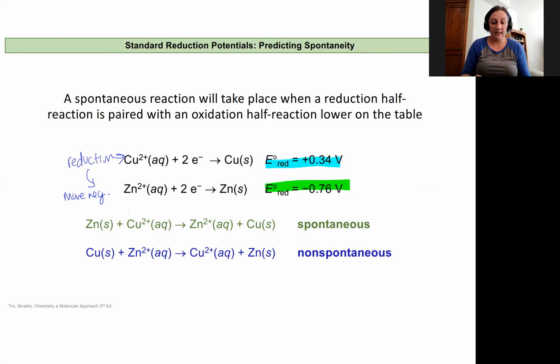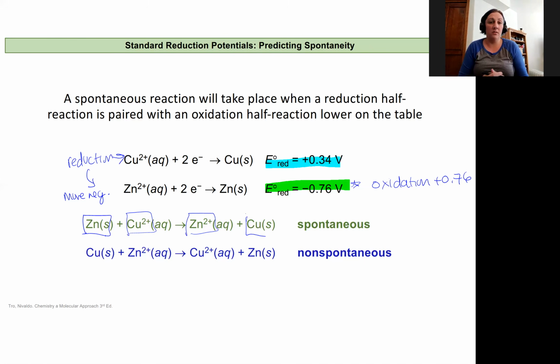What will happen in this case is we'll have our zinc, sorry, so this is the reduction, right? So the oxidation potential will be plus 0.76. So that zinc is going to be oxidized to zinc plus 2, and our copper, with the more positive value for its reduction potential, is going to be reduced to copper metal. And that'll happen spontaneously.